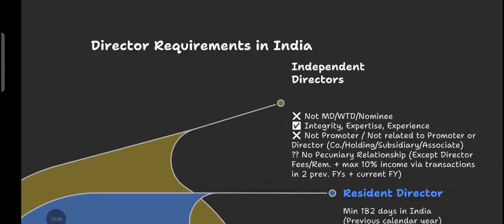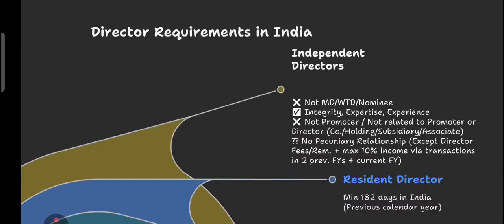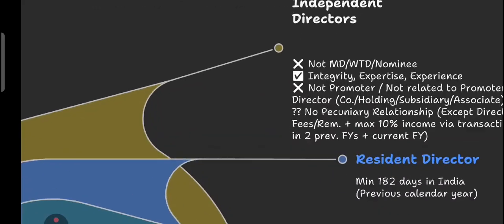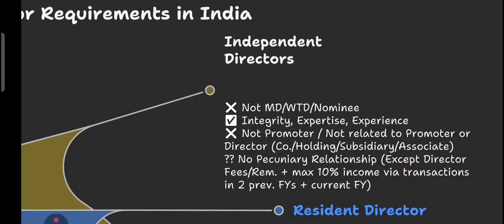Now have a look at the director requirements in India. Running a company in India comes with clear rules about who can be a director. Here is everything you need to know in the simplest way. First of all, the independent director. Every aspect we have covered. See, for a listed public company, right, we will talk about it later. An independent director must not be an employee, must not be an owner, must not be a nominee, right?